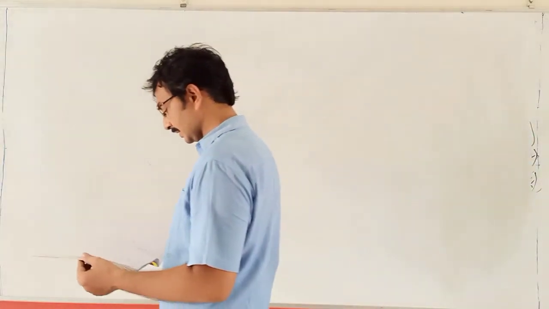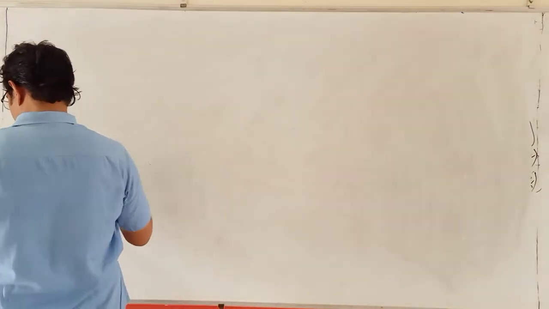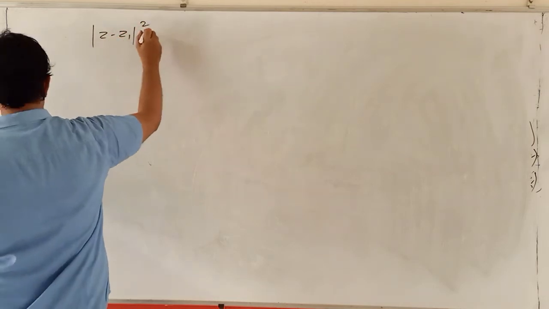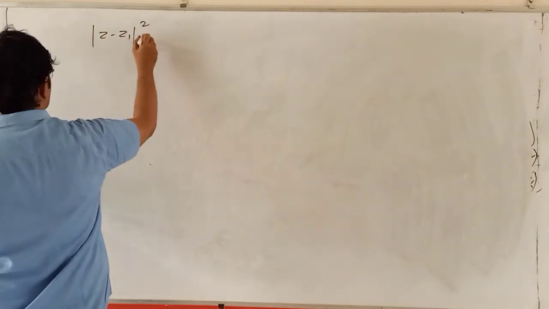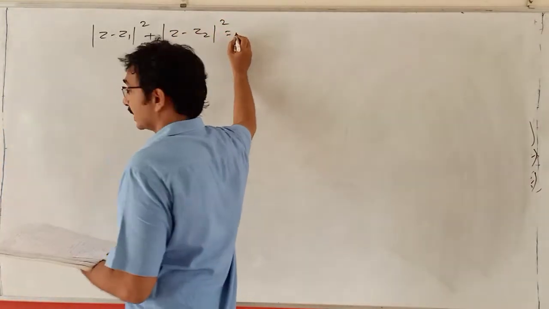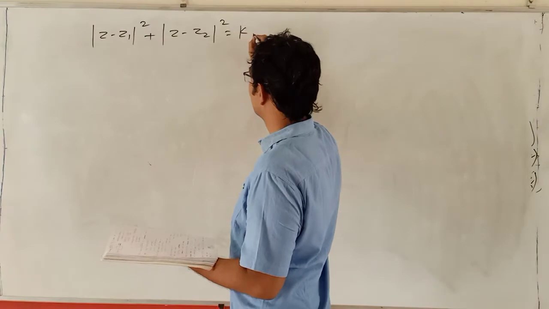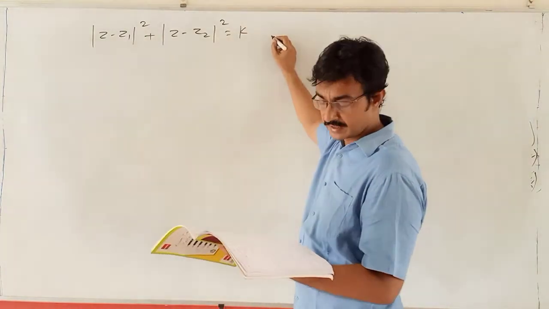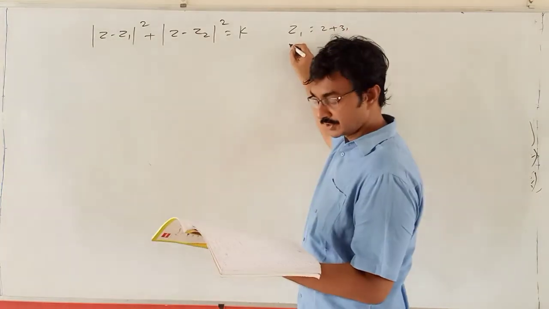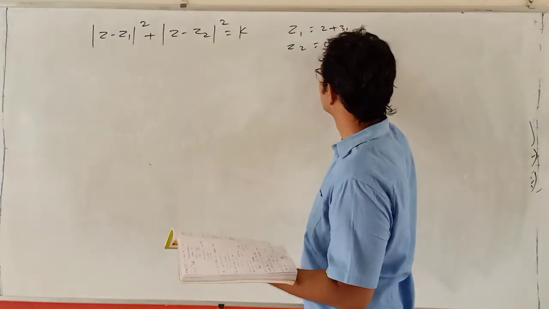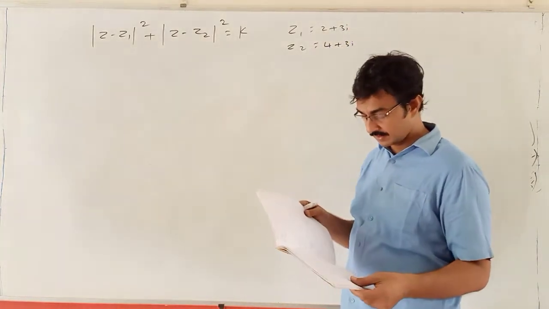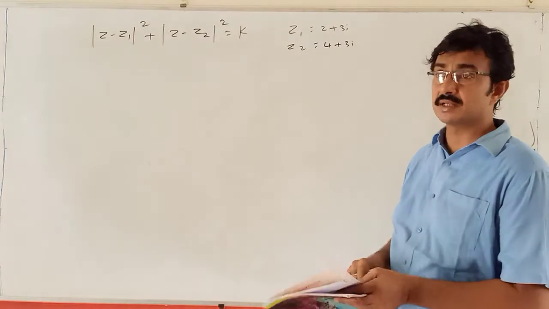Now, next problem. If modulus of z minus z1 whole squared plus modulus of z minus z2 whole squared equals k represents a circle, where z1 equals 2 plus 3i and z2 equals 4 plus 3i are the ends of the diameter, then find k.